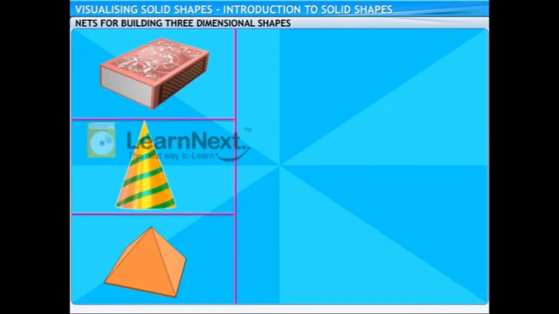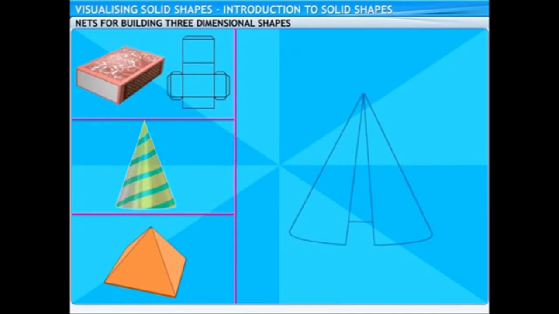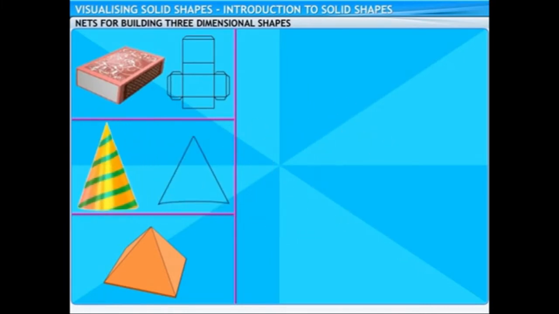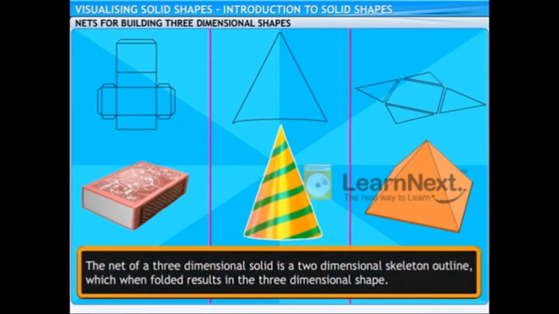Let us now discuss another way of visualizing a solid object. A 3-dimensional shape can be visualized in a 2-dimensional form by creating nets. The net of a 3-dimensional solid is a 2-dimensional skeleton outline, which when folded results in the 3-dimensional shape.